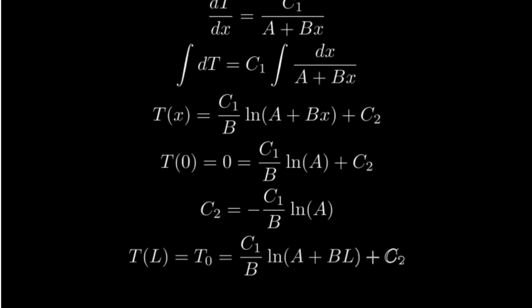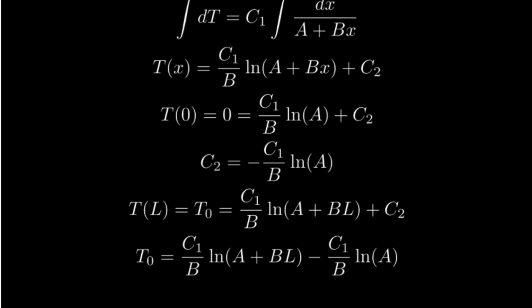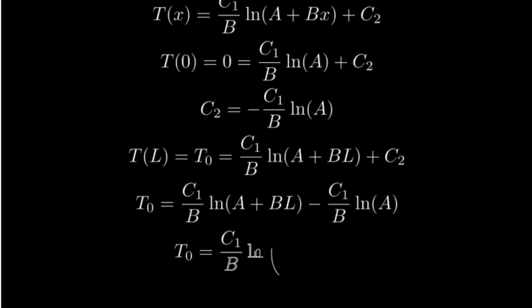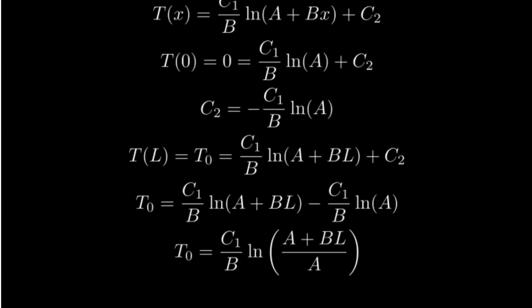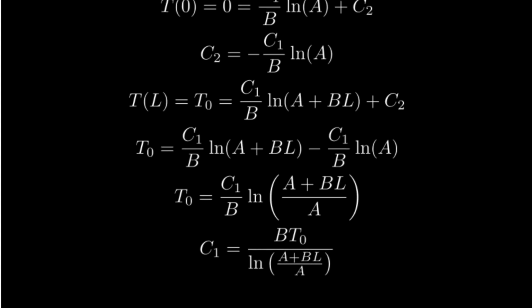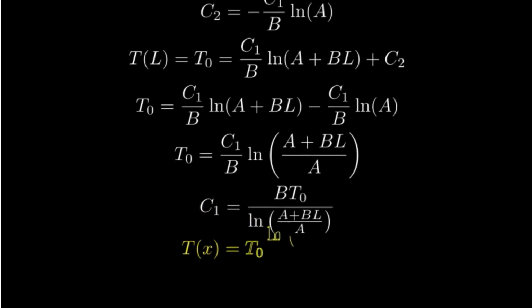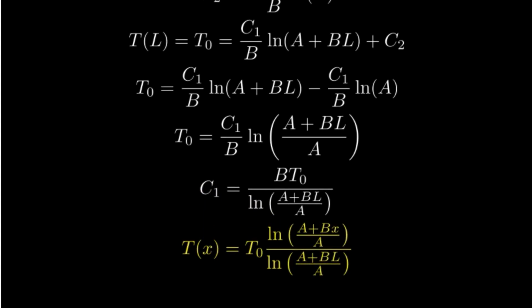Next, at x equals L, T equals T subscript 0. Substituting and also using our expression for C sub 2, T subscript 0 equals C sub 1 over B times natural logarithm of A plus BL minus C sub 1 over B times natural logarithm of A. This simplifies to T subscript 0 equals C sub 1 over B times natural logarithm of the ratio, A plus BL, over A. Now we can solve for the constant C sub 1. C sub 1 equals B times T subscript 0, divided by the natural logarithm of the ratio, A plus BL, over A. Substituting both constants back into our original temperature function, we get the final solution.